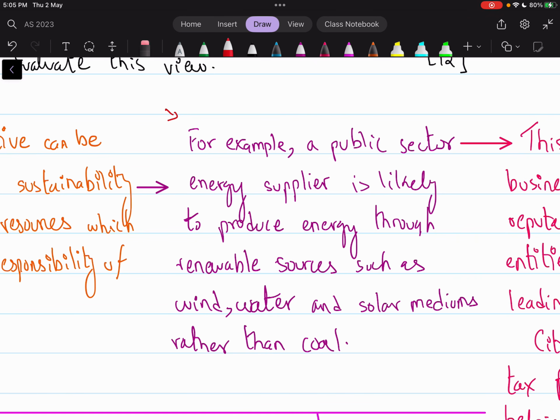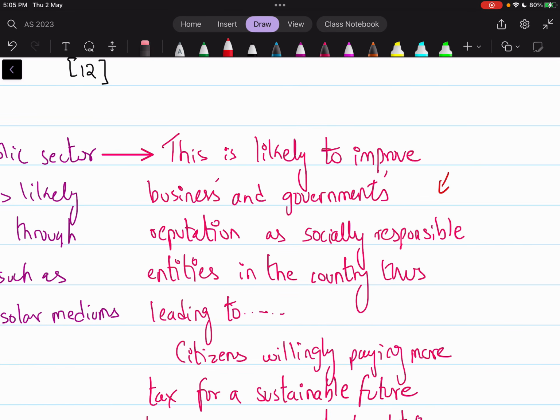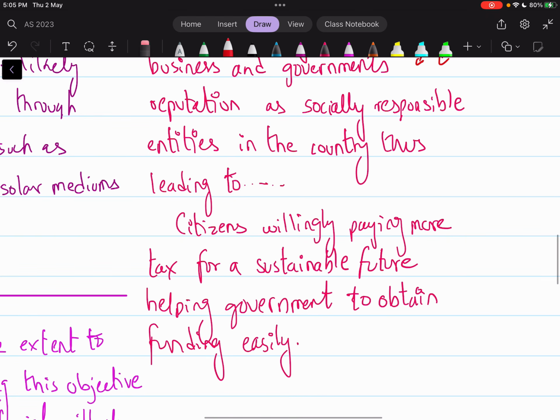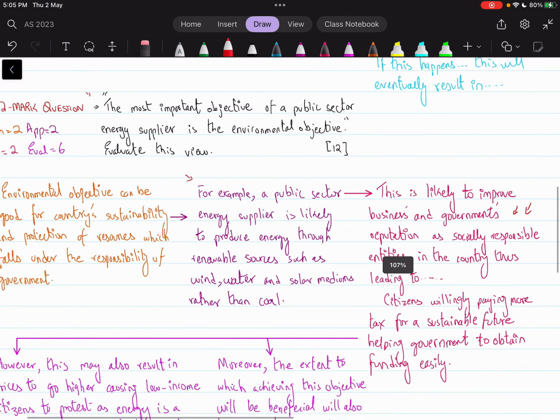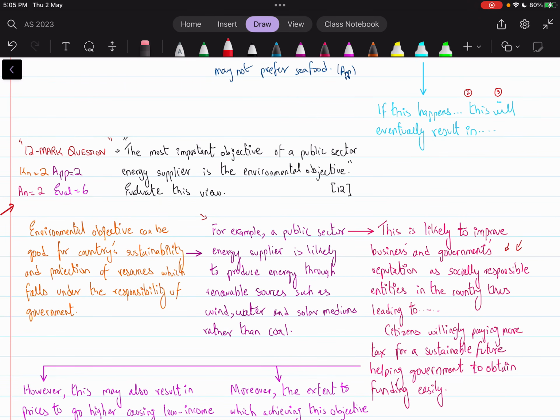So think, if a country uses more and more sustainable energy, what would be the impact on its government? What would be the impact on the welfare of the citizens? So I've developed an impact. This is likely to improve the business's and the government's reputation as socially responsible entities in the country. Now this is one impact. Then moving on to building a chain of analysis: citizens willingly paying more tax for a sustainable future, helping government to obtain funding easily. Now I have written this particular paragraph in the same manner as I wrote the 8 mark question's paragraph, right? So you can clearly see that you can be awarded marks for knowledge, application and analysis.